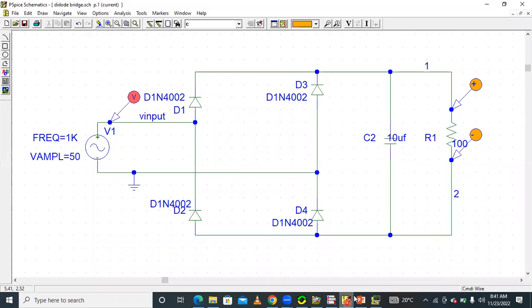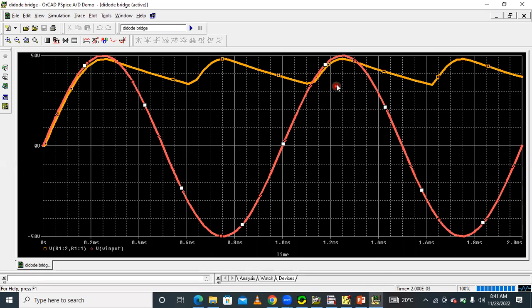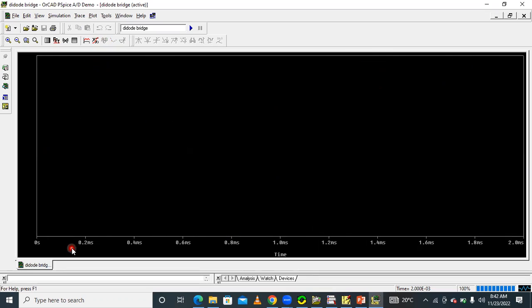So like this, the output voltage changes across the load with the capacitor. This way we have to execute this using a capacitor, and next we have to determine the average value and RMS value, so VDC and VRMS.